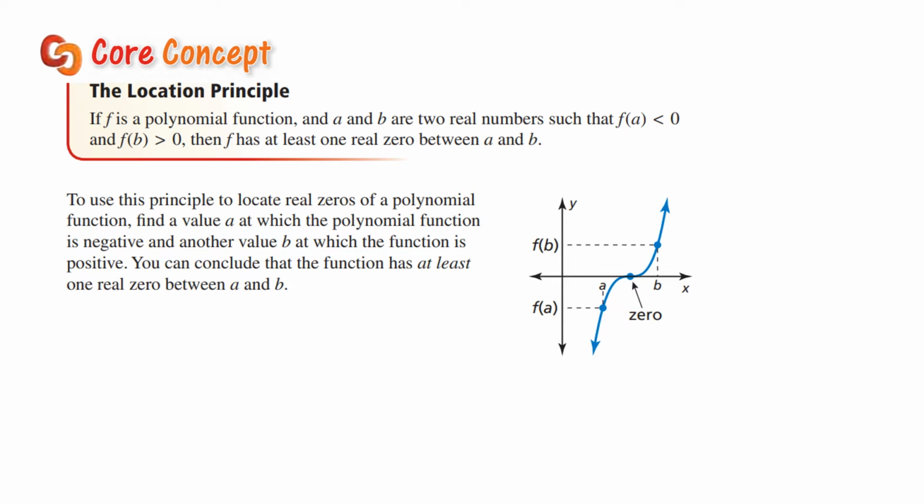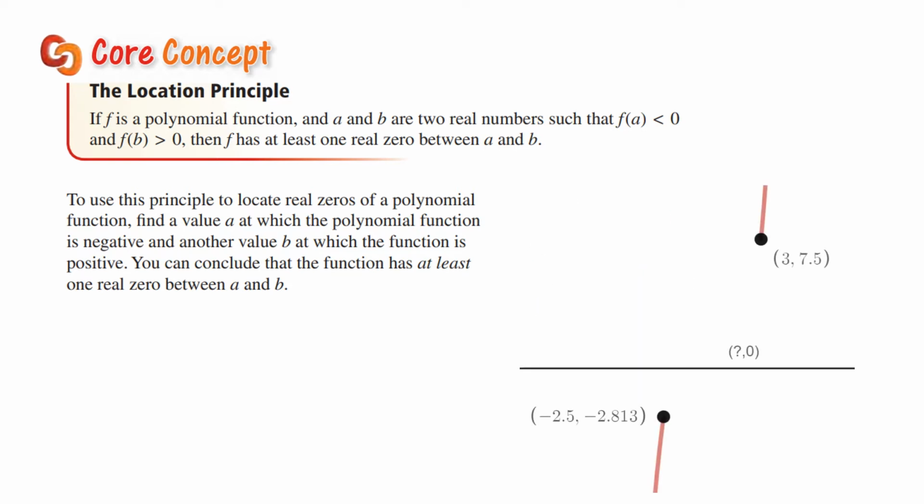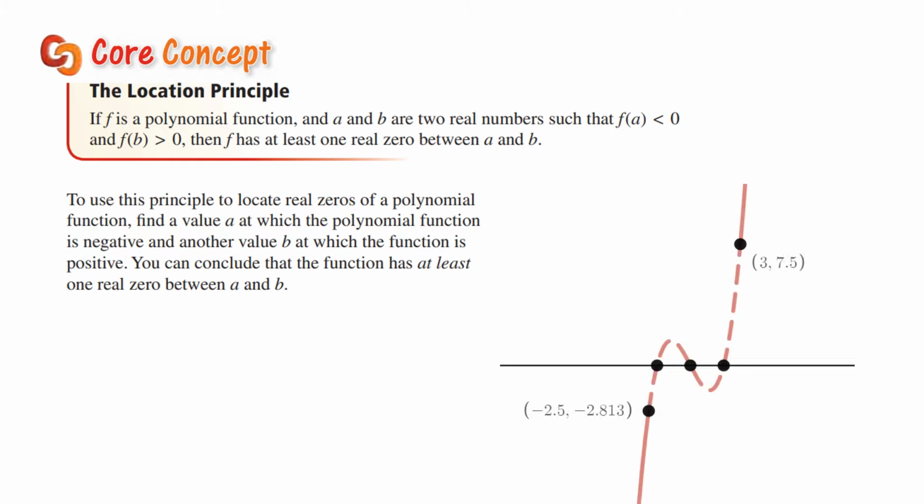The location principle would suggest that if you plug in some value of x and that's below the x-axis, plug in another and it gives us a value above, then somewhere in between those 2 points we should find a 0. So I have an example here where I've hidden the middle portion of this function. Between -2.5 and 3, I haven't shown what this function looks like, and yet I know that it needs to cross the x-axis somewhere. That last sentence over on the left tells us that there needs to be at least one real 0. In this case, there happen to be 3.